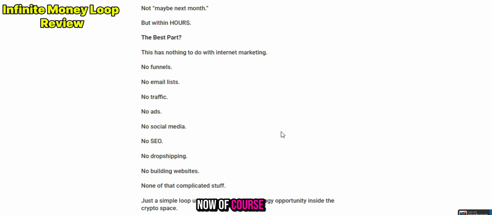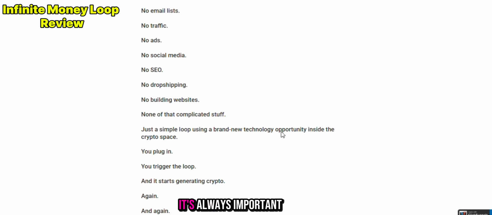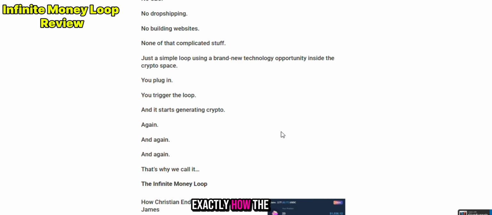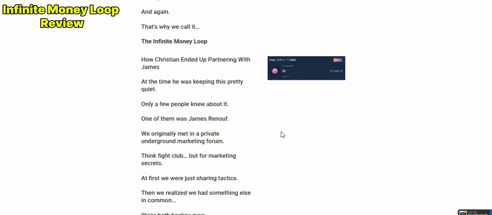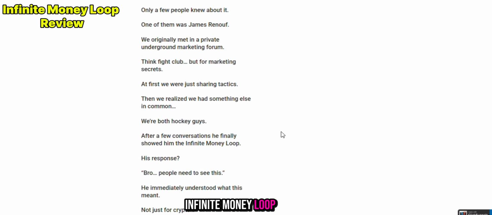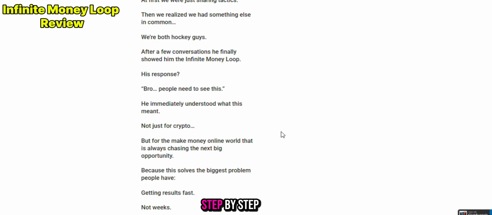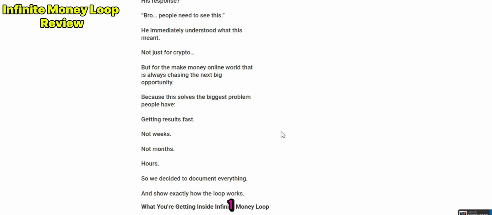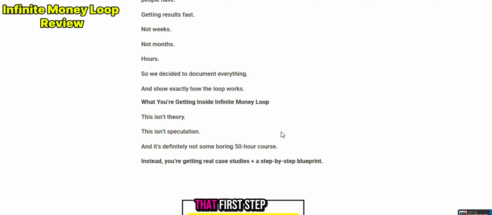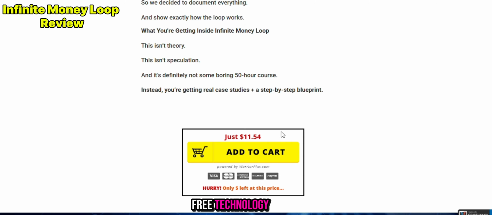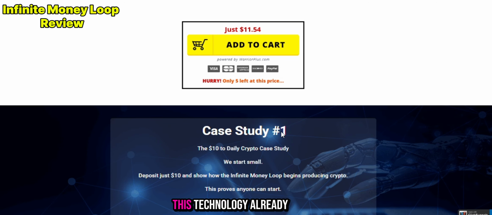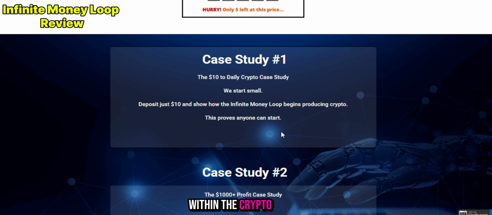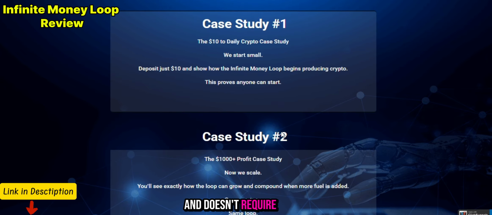Now, of course, whenever you hear big claims like this, it's always important to understand exactly how the system works. So let's break that down. How Infinite Money Loop works. The concept behind Infinite Money Loop is actually presented as a simple step-by-step process. Step 1. Access the technology. The first step is accessing the free technology that the creators say powers this system. According to the training, this technology already exists within the crypto ecosystem and doesn't require expensive software or complicated tools.